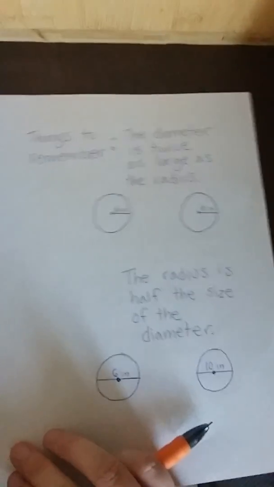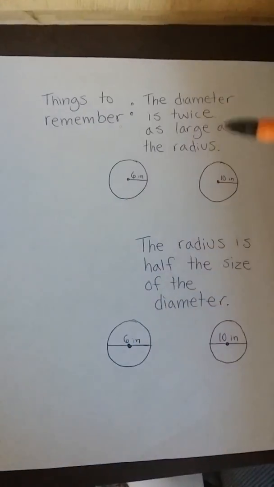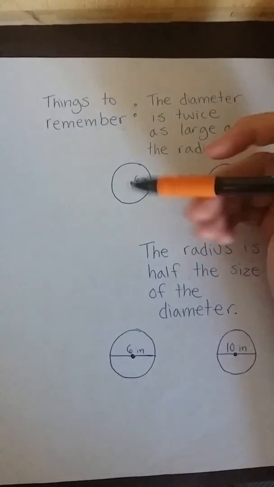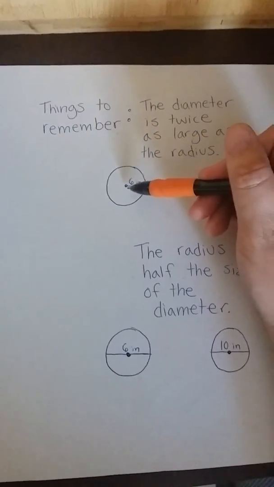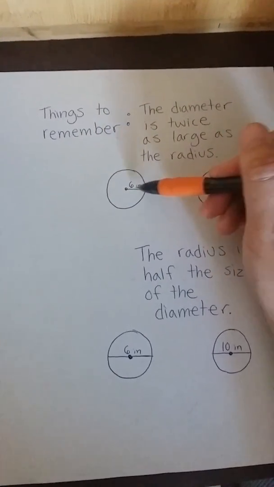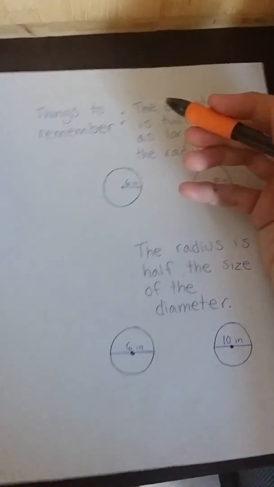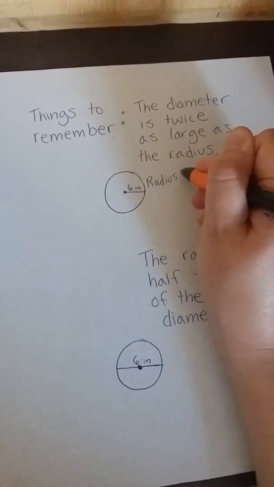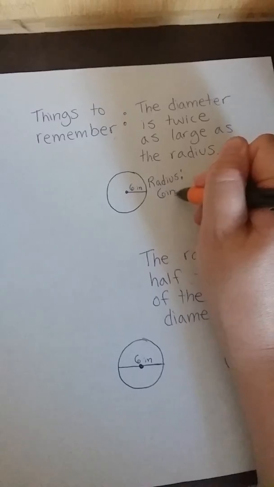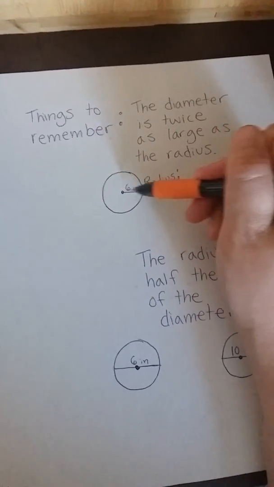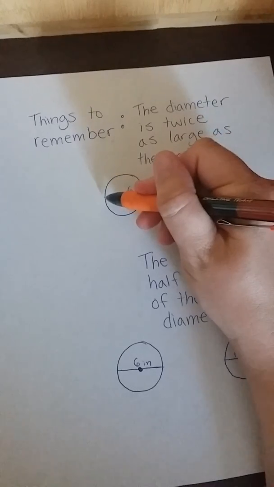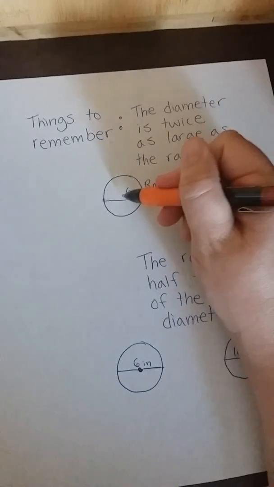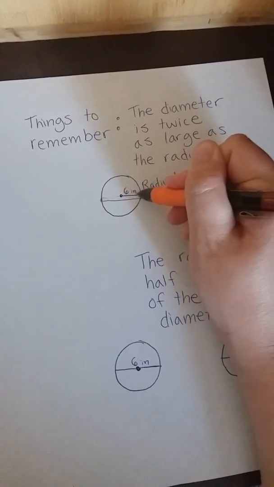Now, there are some important things to remember. First thing to remember, the diameter of a circle is twice as large as the radius. So if we look here at this circle, this is a radius because it goes from the middle to the edge. So in this one, our radius is 6 inches. Now a radius is halfway across the circle. It's just from the middle to the edge. The diameter would be all the way across. It would be from the edge all the way here, going through the middle. So really the diameter would go like that. Okay?